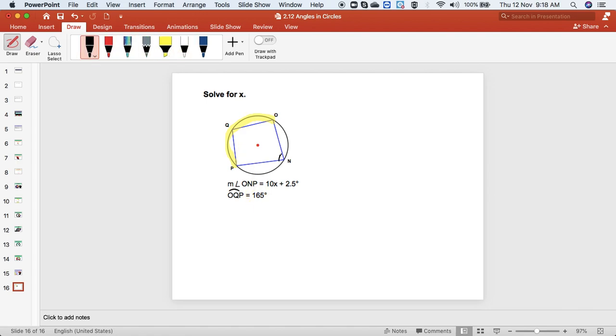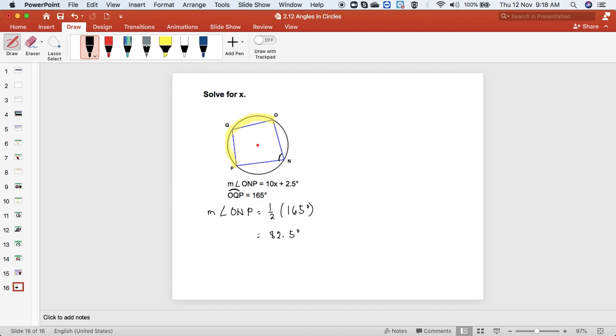Okay, so again, angle N here is the inscribed angle, and OQP is the intercepted arc. So the intercepted arc is 165 degrees. So therefore, the measure of angle ONP is half of 165 degrees. And half of 165 degrees is 82.5 degrees. So we can now solve for x.